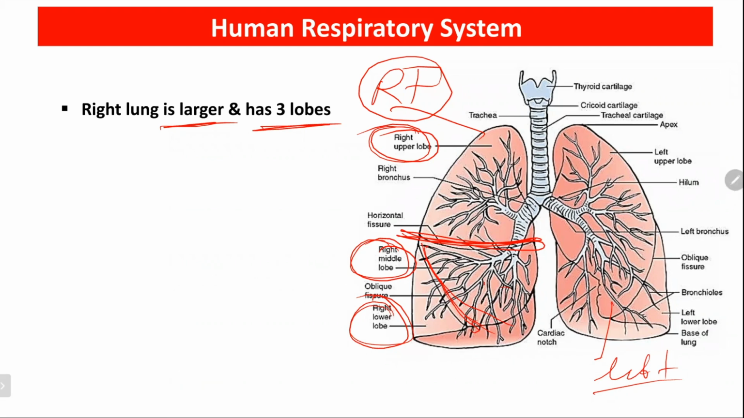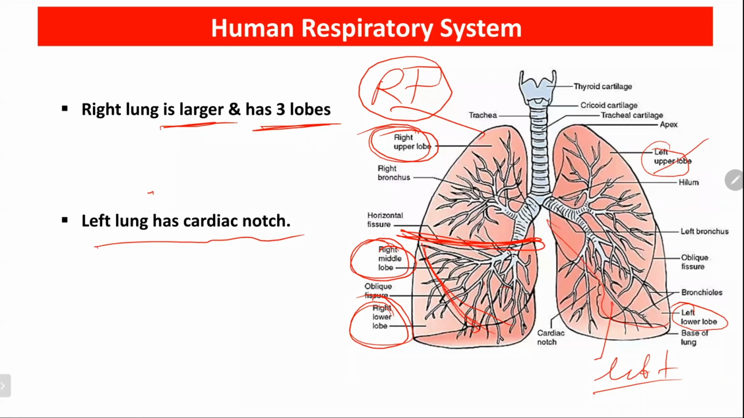So next you see left lung is having only 2 lobes, right? So what are those 2 lobes? Left upper lobe and left lower lobe, right? So only 2 lobes are there. You can see here, left lung is having 2 lobes. Another specialty of the left lung is that it has a cardiac notch.